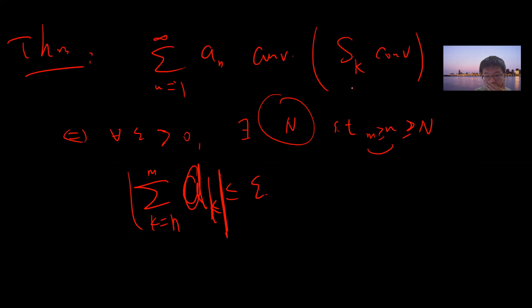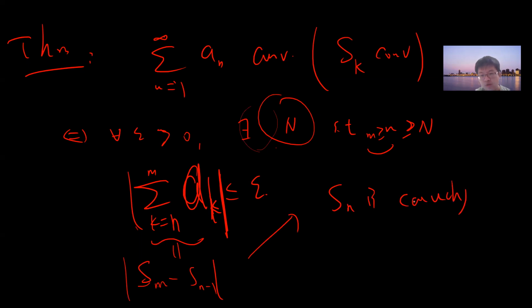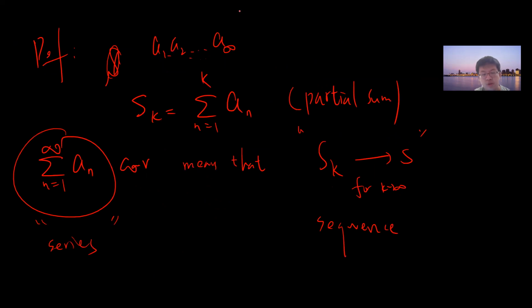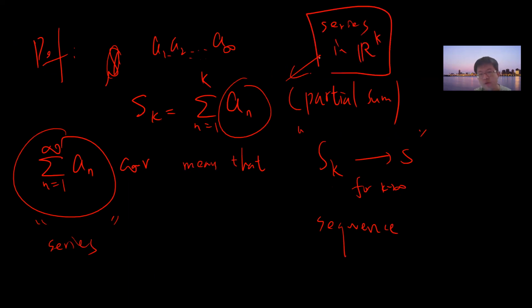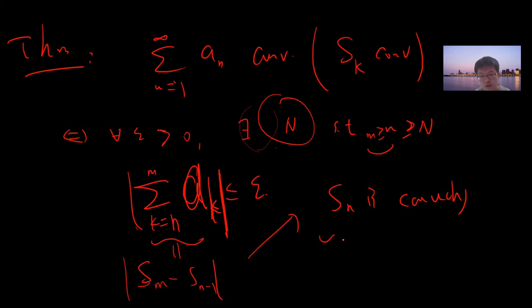Okay, so how about the converse? For epsilon, you can find N such that for m greater than or equal to n greater than or equal to N, that's it. What this means is that you can write it as S_m minus S_{n-1}. So this just tells you that S_k is Cauchy. In our setting, I haven't said it yet, but this series is by default in the Euclidean space R^k. Now it's Cauchy, and R^k is a complete space. Complete means that every Cauchy sequence converges. So this is Cauchy, so it implies convergence.